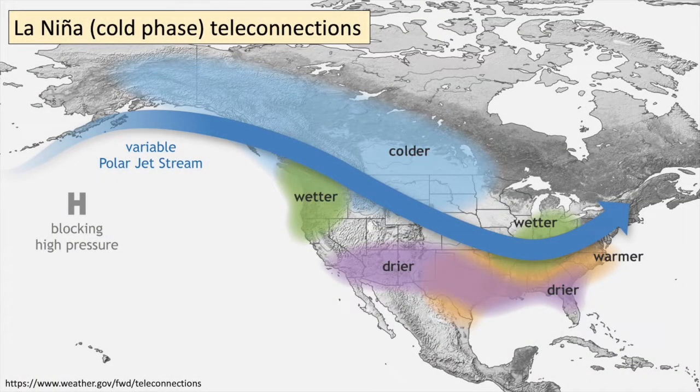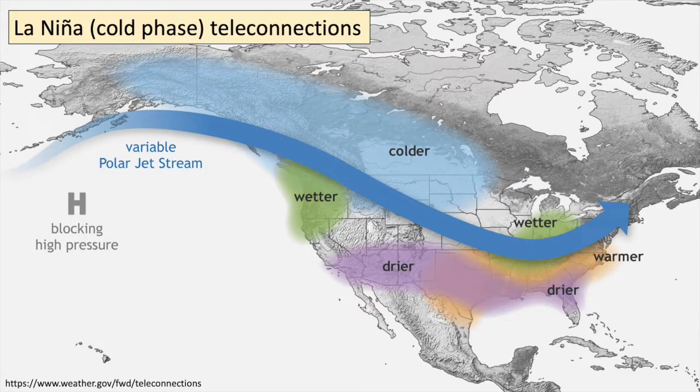The effect of La Nina is not quite opposite, but somewhat symmetric in the sense that it weights the dice so that the jet stream tends to end up further north. The storm tracks tend to be further north. The Pacific Northwest gets wetter. The American Southwest gets drier, and parts of Canada get colder as well. So those are just two downstream impacts of this El Nino La Nina phenomenon.